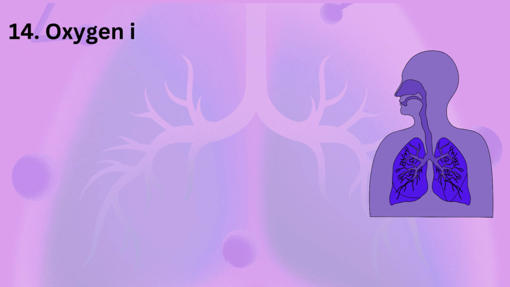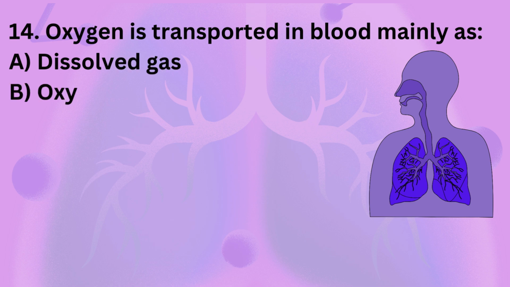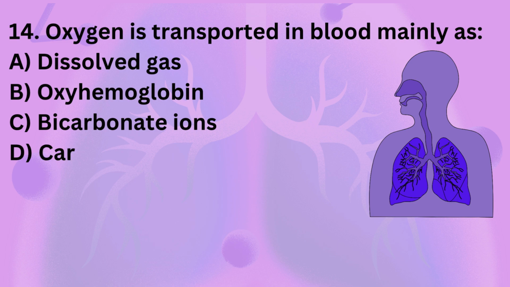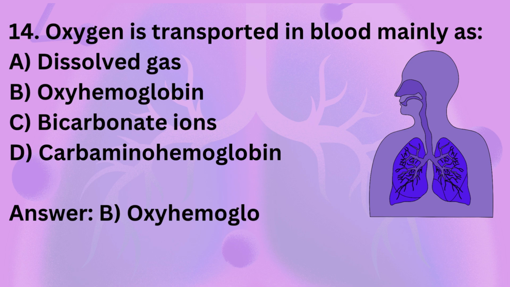14. Oxygen is transported in blood mainly as A. dissolved gas. B. oxyhemoglobin. C. bicarbonate ions. D. carbaminohemoglobin. Answer. B. oxyhemoglobin.